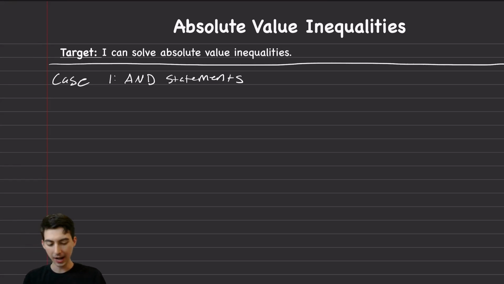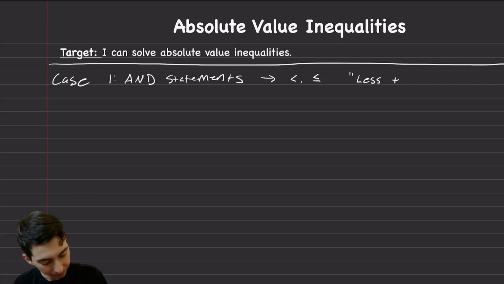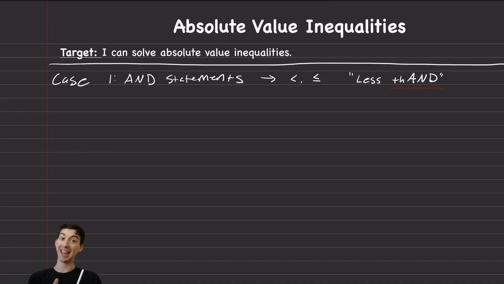And so our and statements are going to be anytime that we have a less than or equal to, okay? Easy way to remember this is to get really country whenever you say that and say less than. So we can write that less than. Okay, so anytime that we have the absolute value of something is less than something else, it's an and statement. And so let's look at this example.